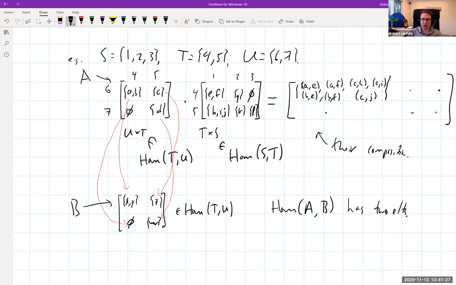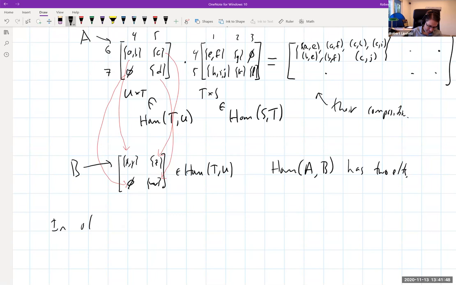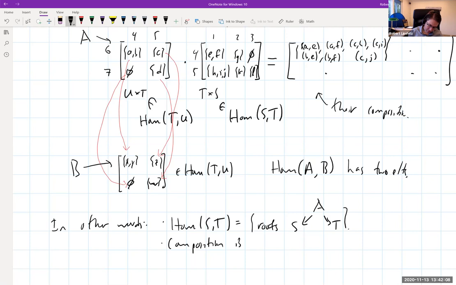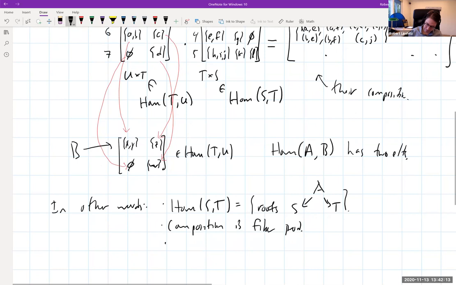I'm going to mess around with it. This category is going to be central to everything else I say. Questions about it before I keep going? So this is the category of correspondences between finite sets and isomorphism of correspondences. Oh yeah, good you asked, I meant to say that. In other words, Hom of ST is the set of roofs or correspondences A, S, T, and composition is fiber product, and Hom from A to B is just diagrams like this.